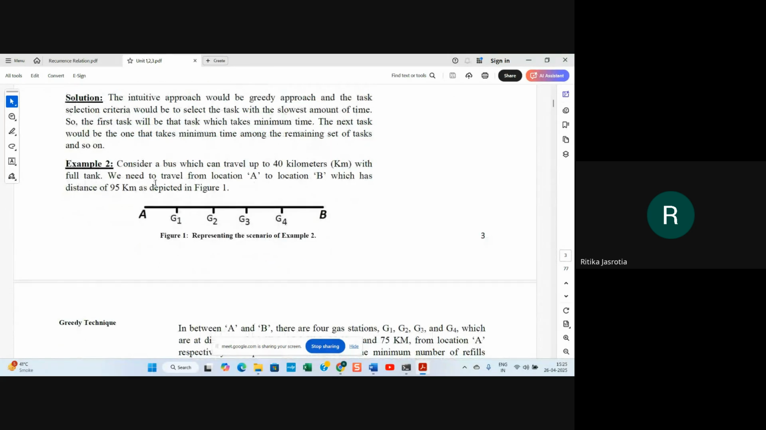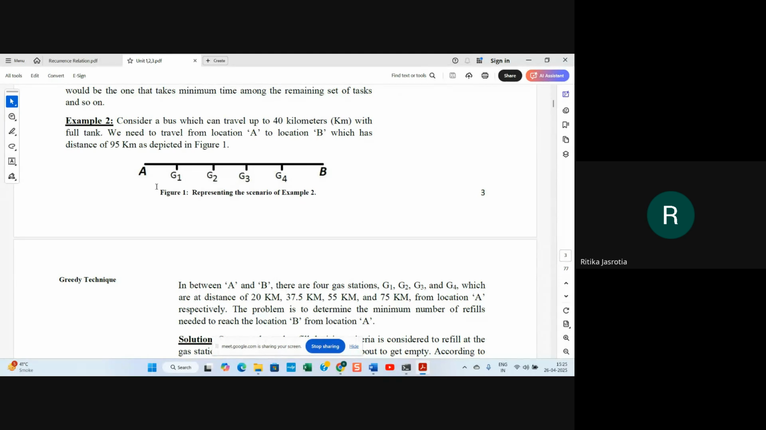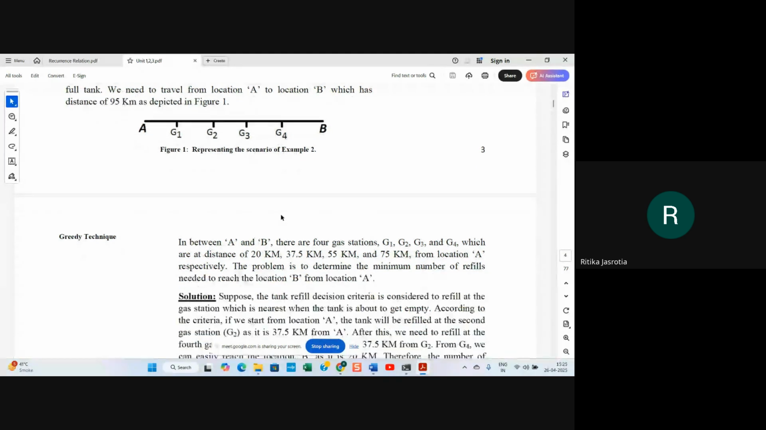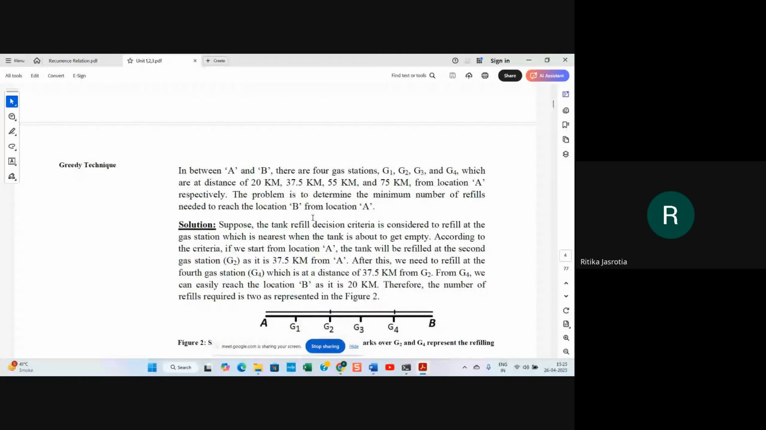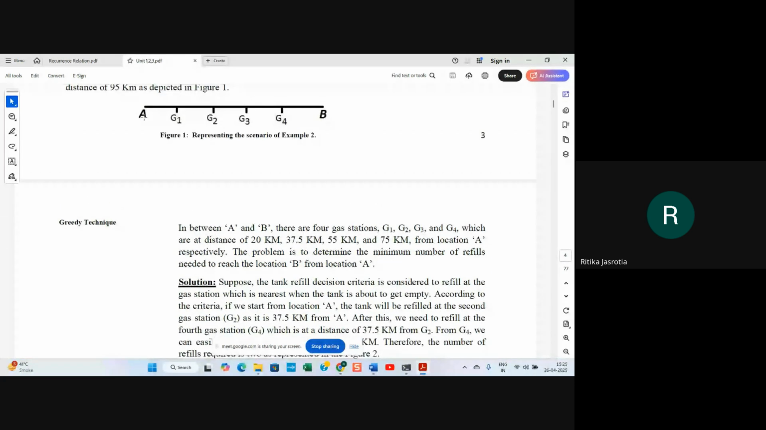Now they are taking another example. Consider a bus which can travel up to 40 kilometers with a full tank. We need to travel from location A to location B, which has a distance of 95 kilometers. So this is location A to location B, and total distance is 95 kilometers. In between A and B, there are 4 gas stations: G1, G2, G3, and G4. These are the 4 gas stations which are at distance 20 kilometers, 37.5, 55, and 75 kilometers from location A respectively. The problem is to determine the minimum number of refills needed to reach location B from location A.